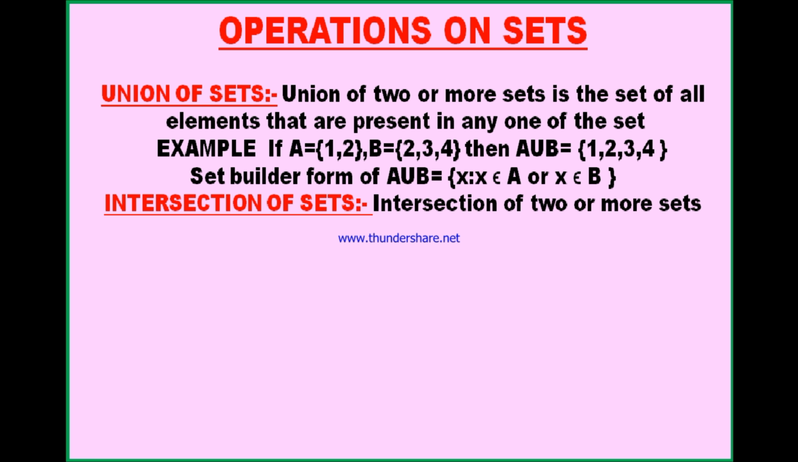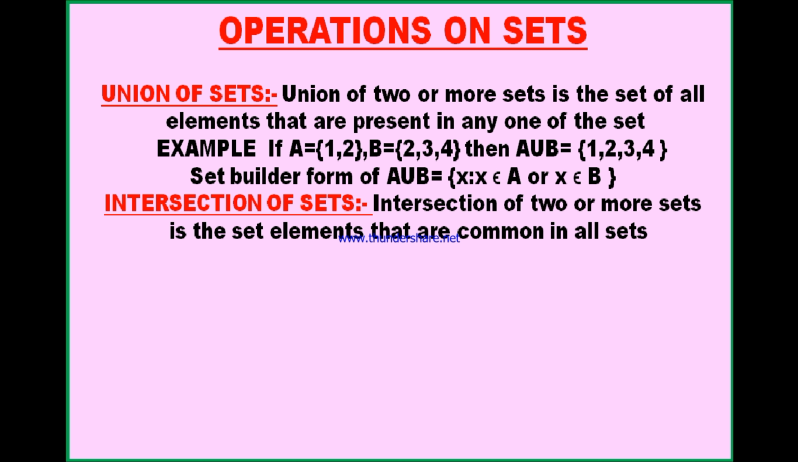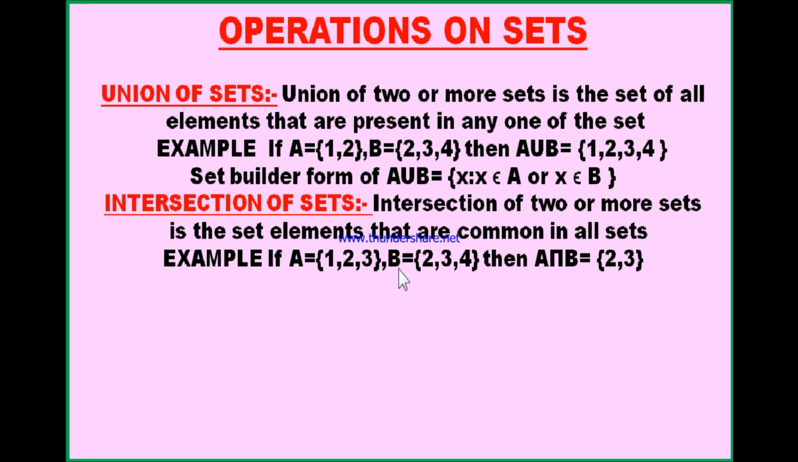Intersection of two or more sets is the set of elements that are common in all the sets. For example, if A is equal to set 1, 2, 3 and B is equal to set 2, 3, 4, then A intersection B is equal to.